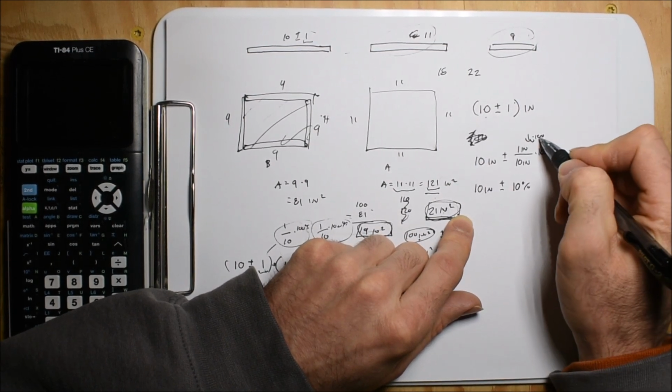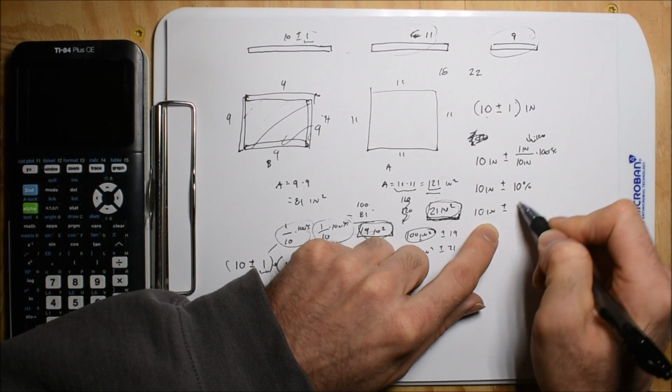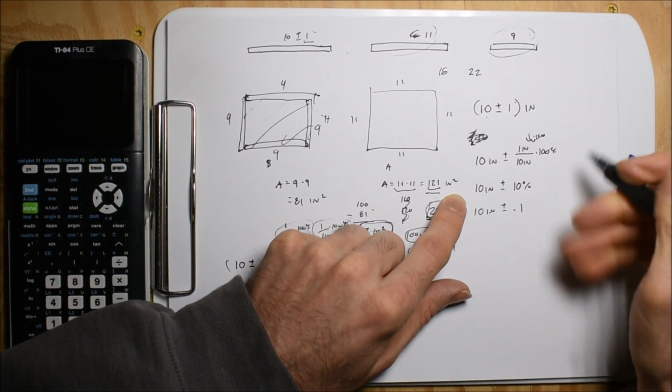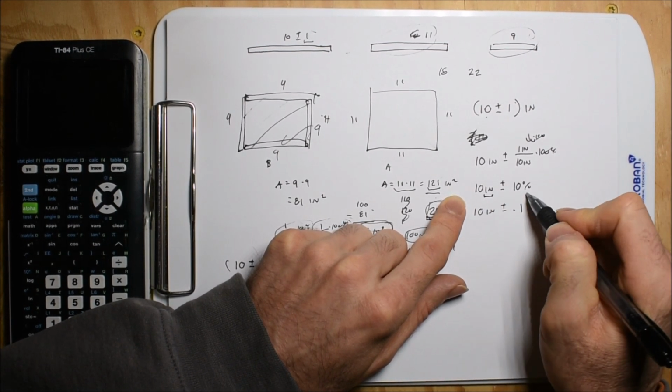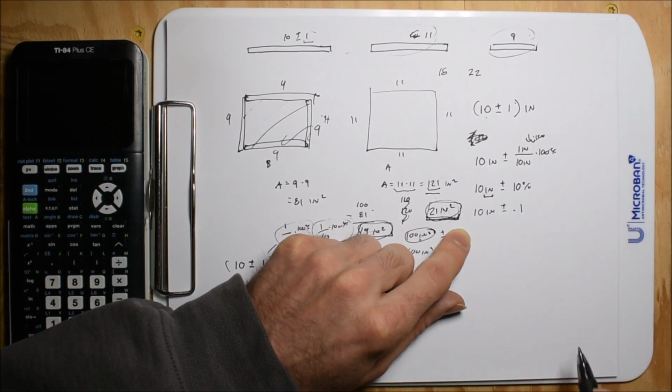As a fraction, you just don't do the over 100 part. So fractional uncertainty is just 0.1. And you don't need parentheses because you're not putting any label, because this is in inches and this is unitless. You know, it's a percent and this is definitely unitless.